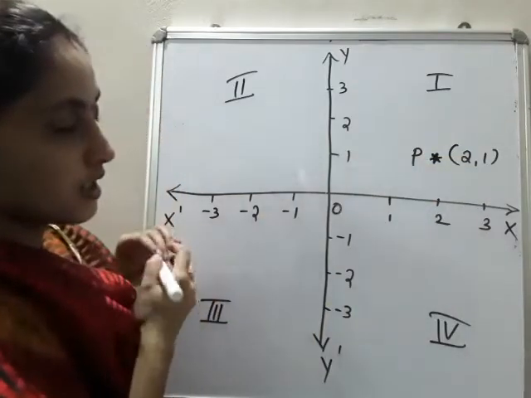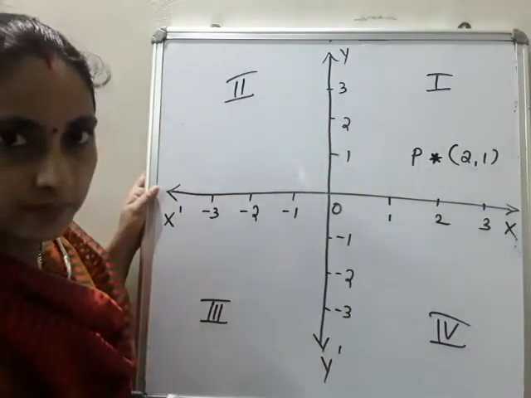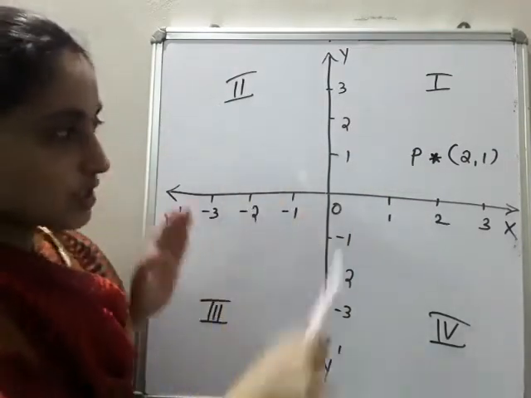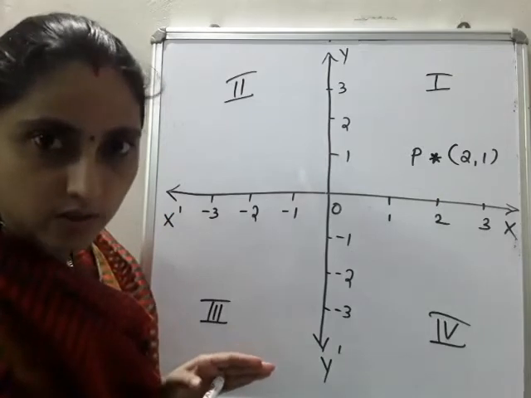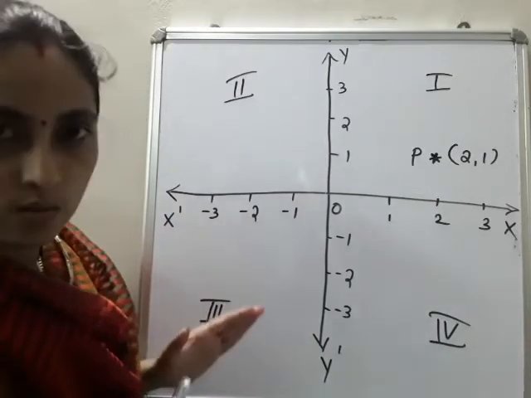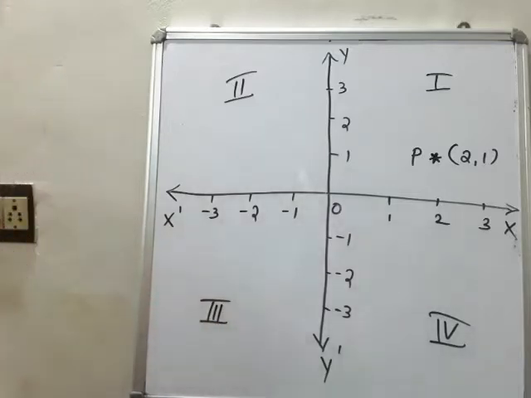Coordinates, you also want to write (2, 1), and the quadrant names you also want to mention. Okay, this much you have to draw in your notebook. Hope this is clear. Then I will give you the notes, so please write down the notes.